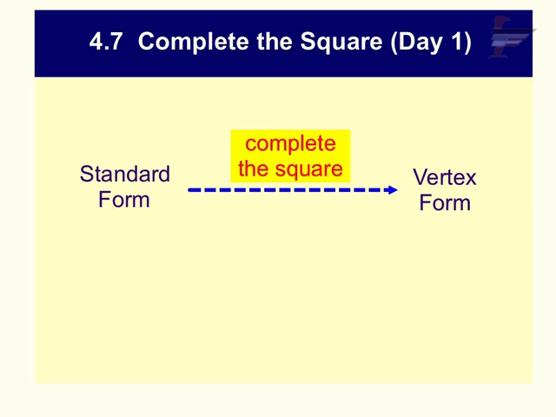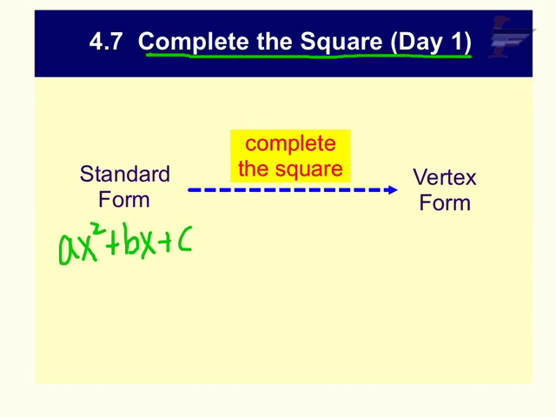Lesson 4.7 is on an idea called completing the square. We actually do take 2 days to talk about this. And when you complete the square, it's an action, it's something that you do. If you are going from standard form, remember that's your ax squared plus bx plus c, you can complete the square, and in the end, you'll end up with vertex form.